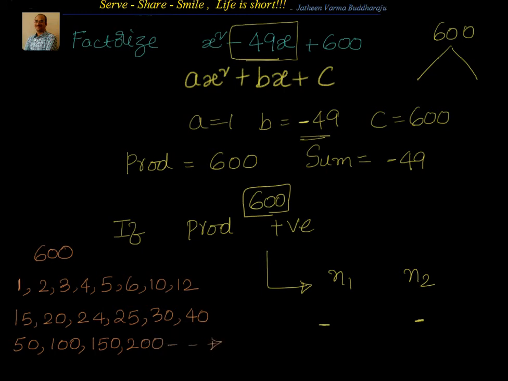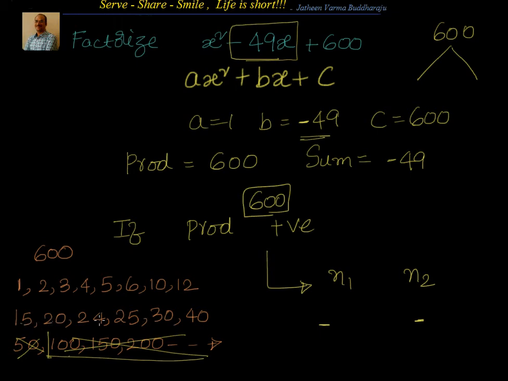Can you tell me why I don't need to go further? I can actually stop at 50 itself. Why? Because these all are useless now. Because you are saying you have to add two numbers to get 49. Now look for the combinations where you can get 49 out of this.